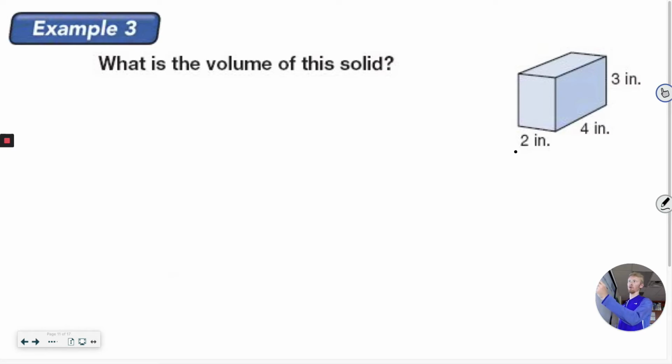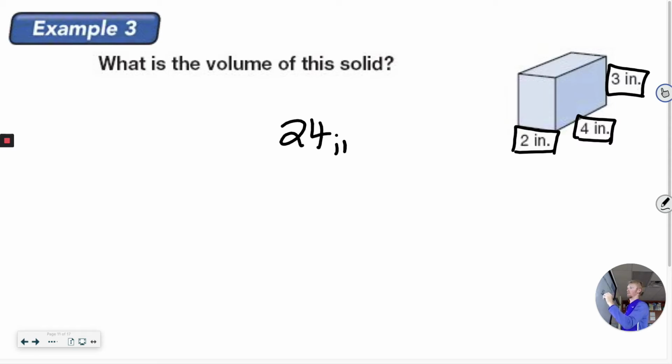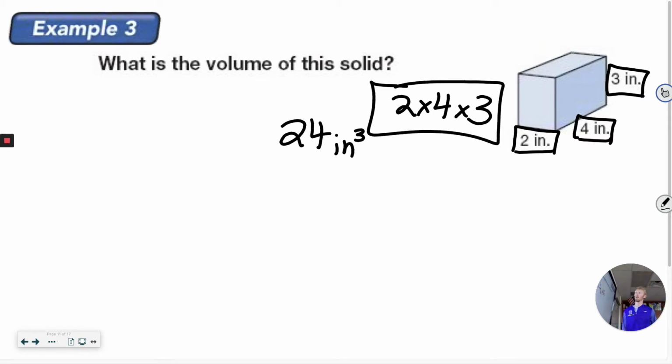So once again, I have 2 times 4 times 3. All right. I know that 2 times 3 is 6. And I know that 6 times 4 is 24. So that would be 24 inches cubed. Yeah, 2 times 4 times 3 to find the volume.